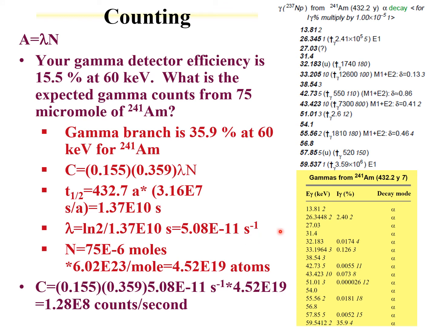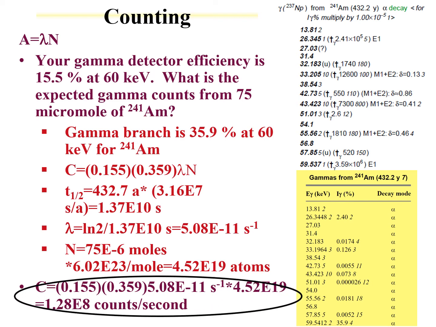So I want to find N. I tell you that there are 75 micromoles of the americium. It tells you how many atoms of americium are present. So activity equals lambda N, which is this term. Then I still need to multiply it by the gamma branching ratio and then the detector efficiency. But if I put this sample in, I would expect to have 1.3 times 10 to the 8th counts per second. That's way too many counts.